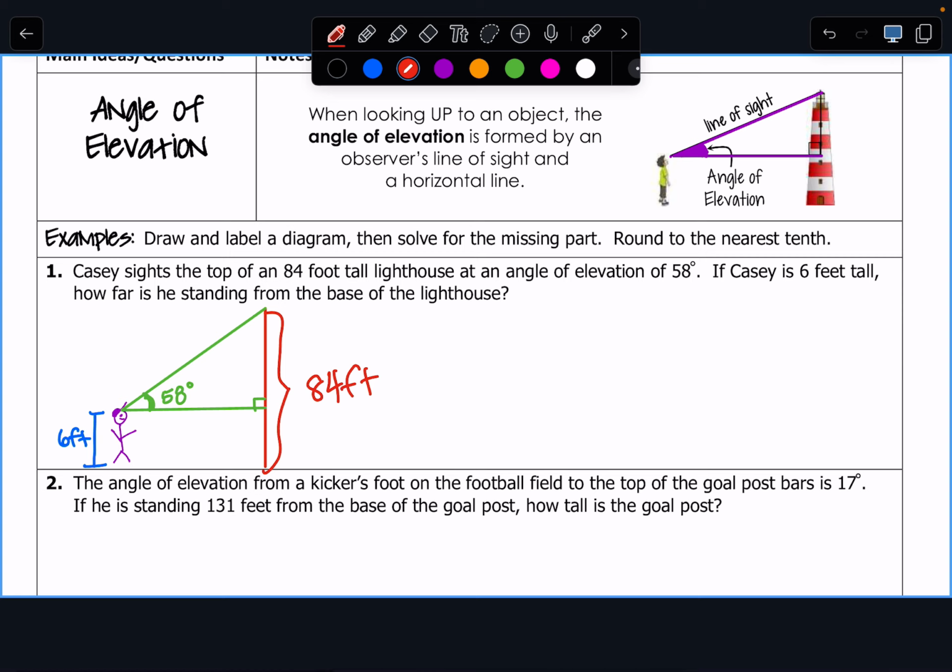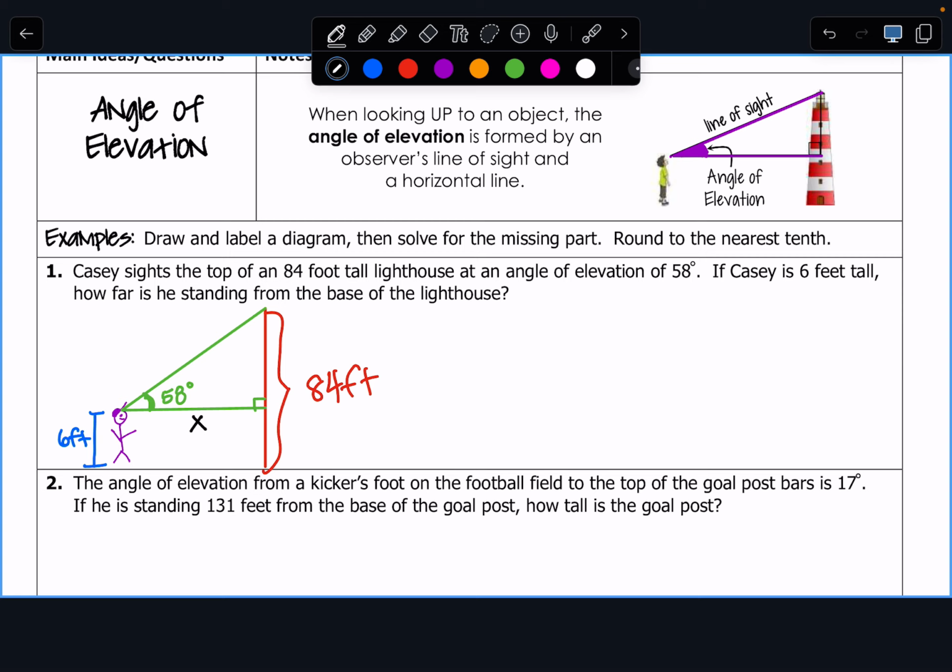If we are looking for how far he is standing from the lighthouse, which piece of that right triangle are we finding? That would be the adjacent. The adjacent side. We're looking for this guy right here, the adjacent side, correct? Yeah. Okay. Is 84 the number we are going to use in our formula? No.